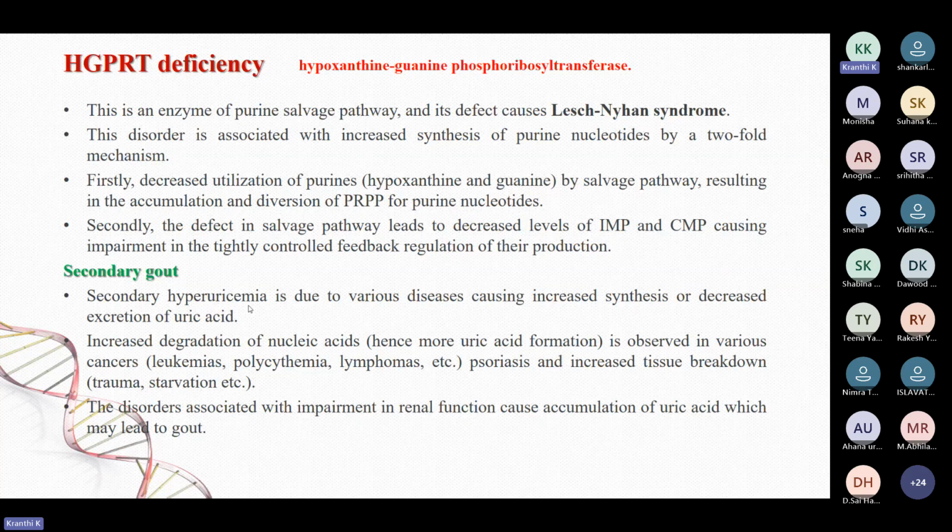Secondary hyperuricemia is due to various diseases, maybe due to cancer also. So these are the secondary causes. Increased degradation of nucleic acids. More uric acid formation is observed in various cancers like leukemia, polycythemia, lymphomas, psoriasis. Then sometimes renal impairment also. When there's a renal impairment, it fails to excrete more uric acid. So that is also secondary gout.